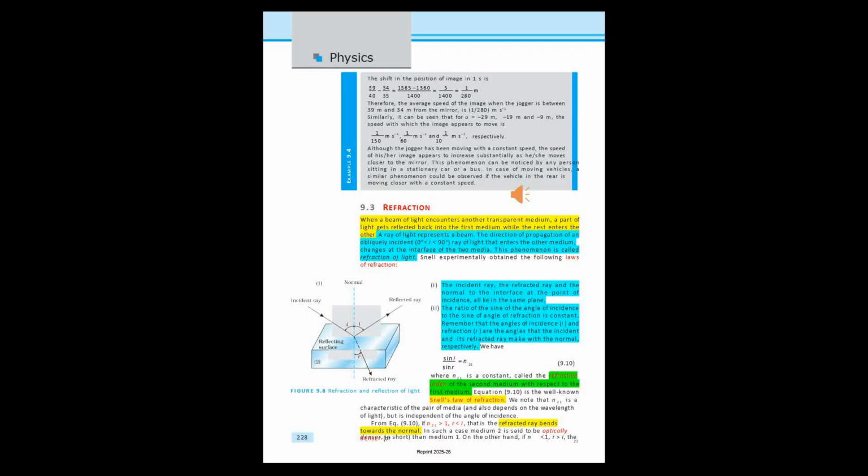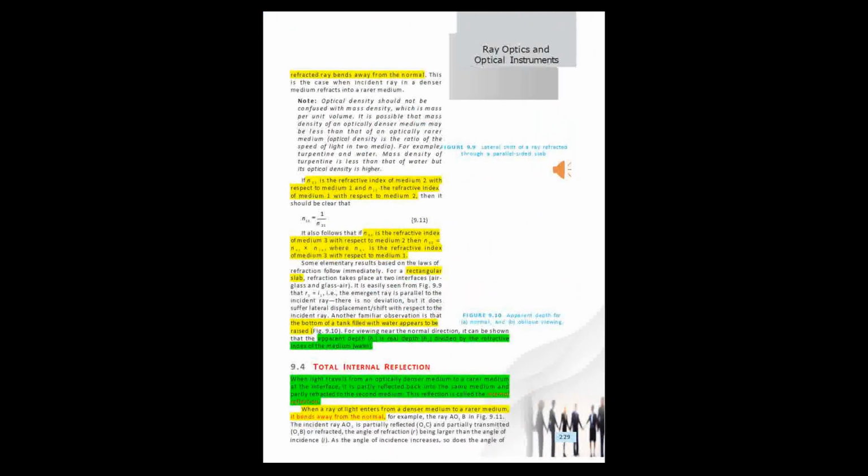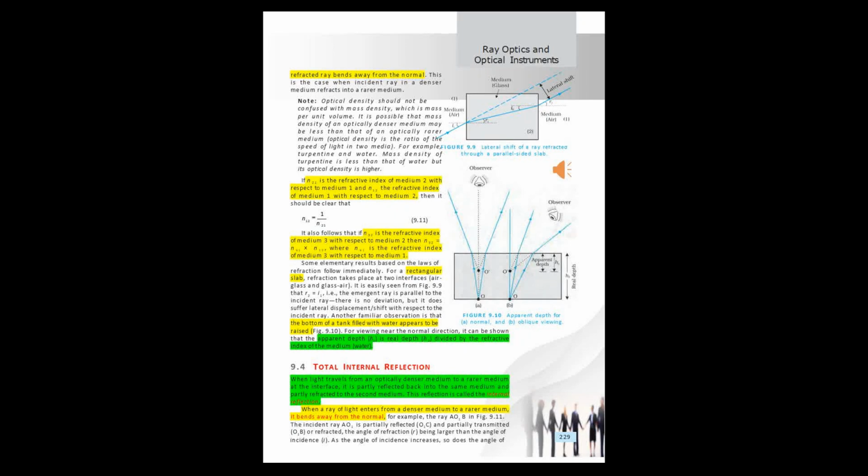From equation 9.10, if n21 greater than 1, r less than i, that is the refracted ray bends towards the normal. In such a case medium 2 is said to be optically denser, or denser in short, than medium 1. On the other hand, if n21 less than 1, r greater than i, the refracted ray bends away from the normal. This is the case when incident ray in a denser medium refracts into a rarer medium.